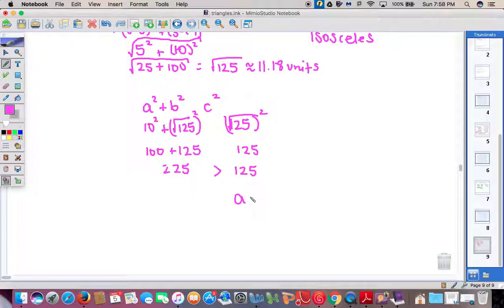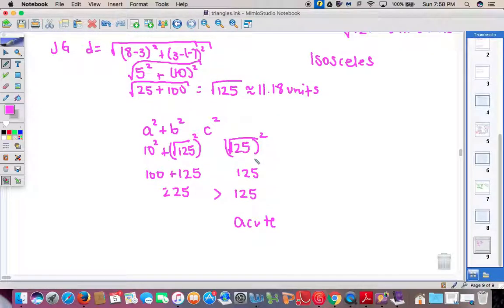So this is going to be an acute triangle because a squared plus b squared is larger than c squared. So this is an acute isosceles triangle. To classify it, I can do that just using the coordinates, the points on the coordinate plane. Okay, and then let's determine what the perimeter is.